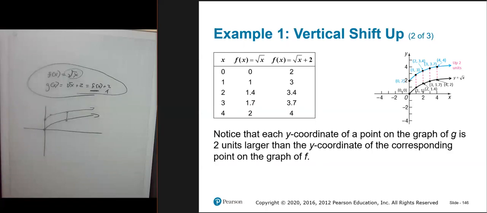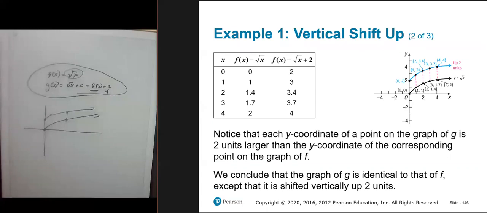The y-coordinate of a point of the graph of G is 2 units larger than the y-coordinate of the corresponding point of the graph of F. So they're just saying the same thing I was doing, only in more formal language. You're adding 2 to each y value. We conclude that the graph of G is identical to that of F, except that it's been shifted vertically 2 units up, or vertically up 2 units.